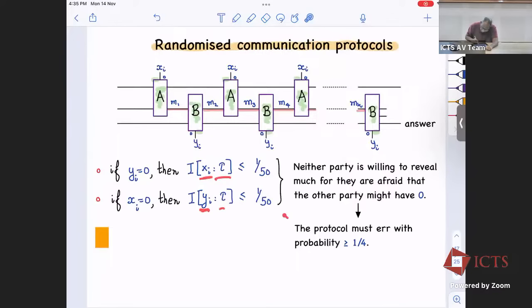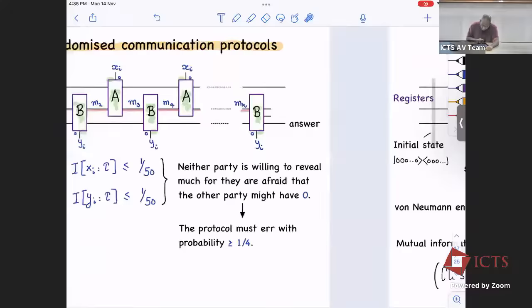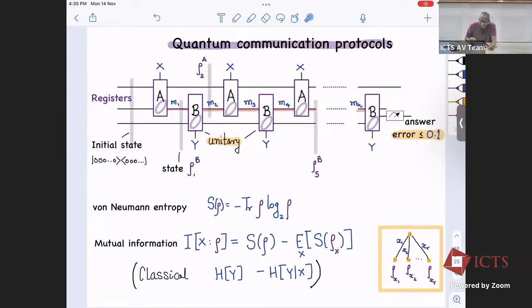Okay. Now, it turns out that this particular style of argument generalizes to quantum communication. So what is quantum communication? The same thing, except Alice and Bob apply unitary operations. So here are some registers. The initial state is this quantum state. And Alice and Bob, they apply a unitary operation to their subsystem. So the total number of photons could be, say, T. Out of them, T1 photons are with Alice.